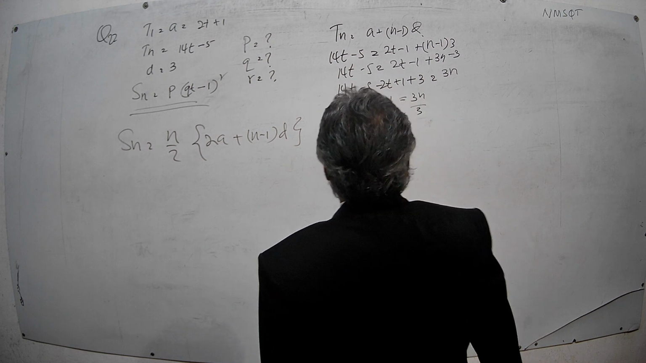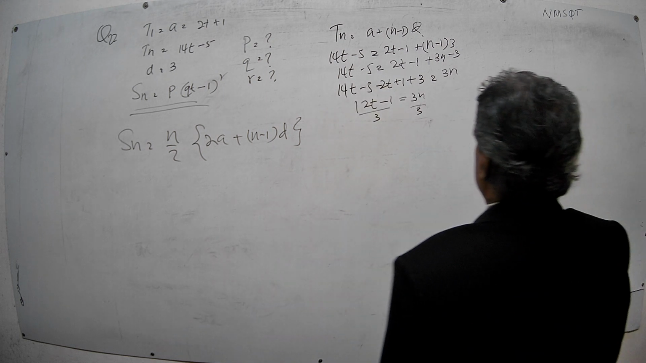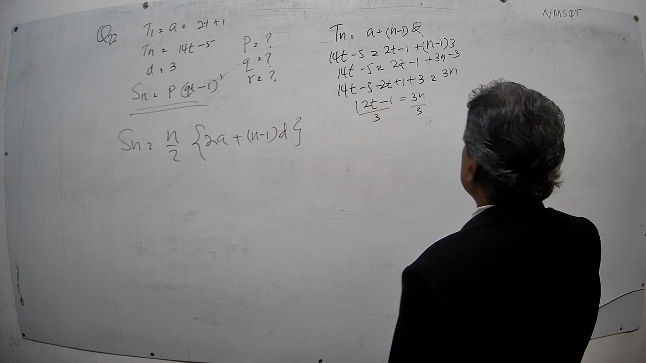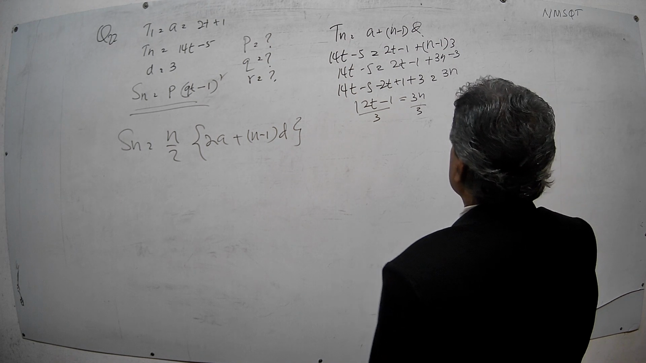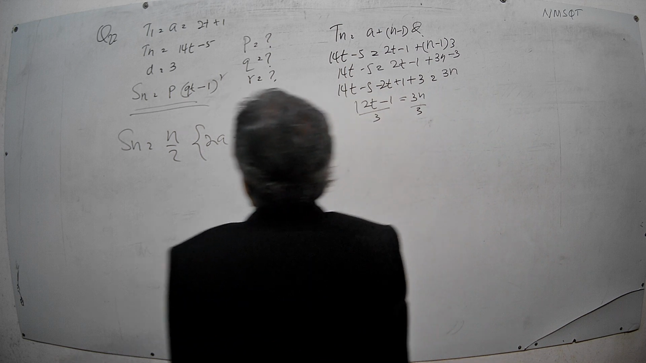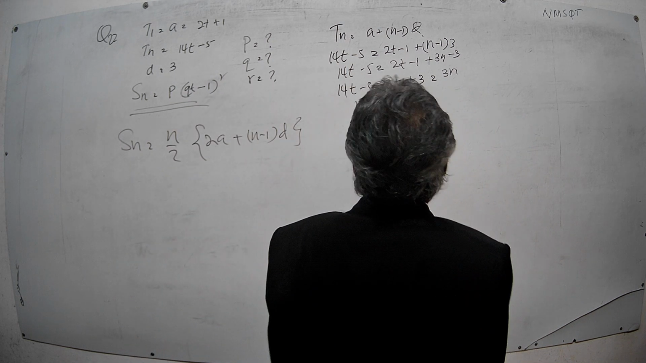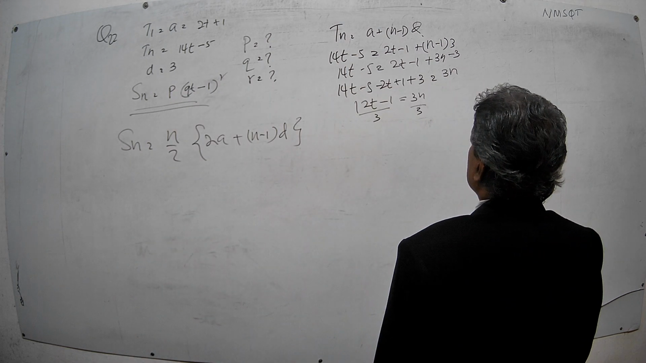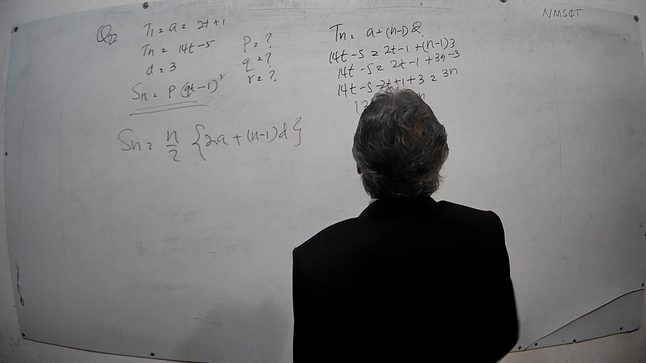You are getting what? Here, minus 5 plus 1, no? Yes. I made a mistake here, I think. Right? Okay. This one here.